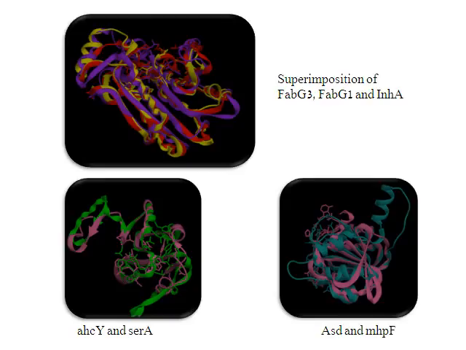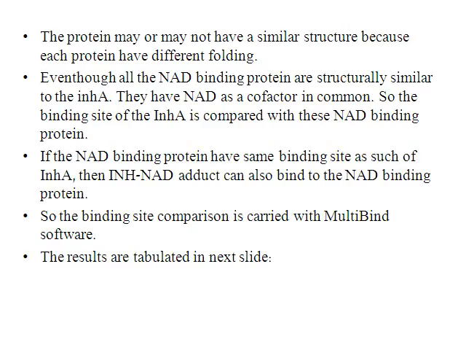Then we have come to the fact that even though the protein structures are not similar, they may have the same binding site. This is because of the difference in their folding pattern. So it is important to check the binding site for the binding of the INH-NAD adduct. The binding site comparison is made with the help of Multibind software.